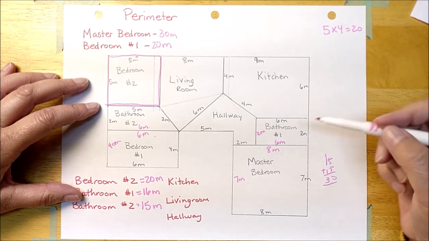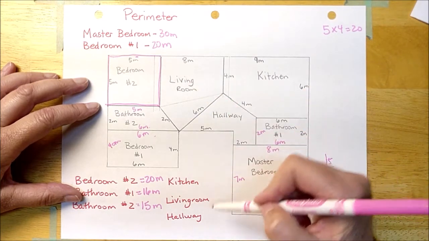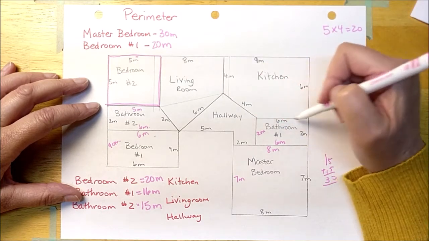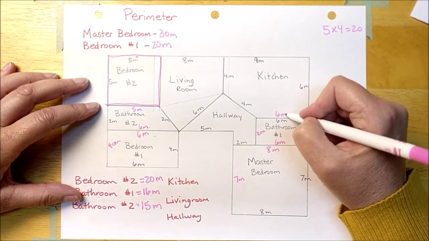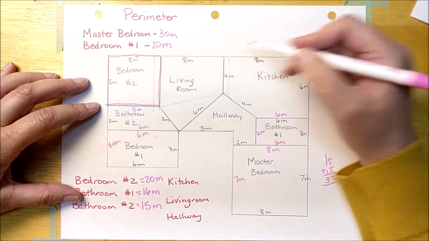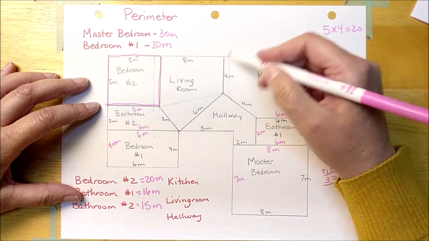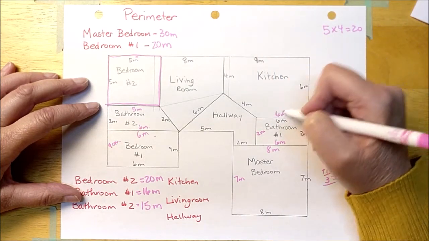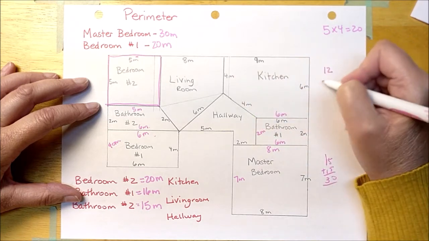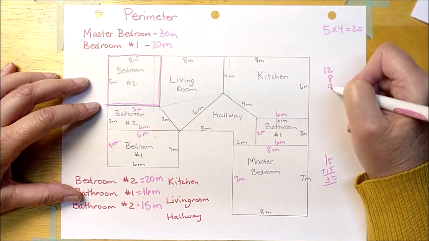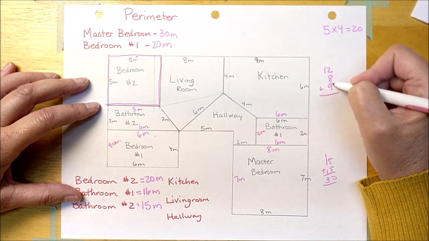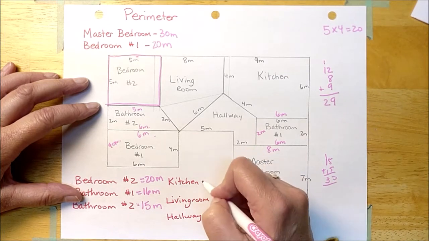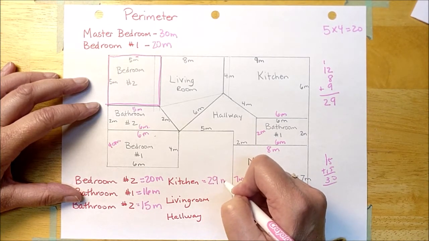Okay, so now I still have to do the kitchen, the living room, and the hallway. So I know that one's 4. It says on the other side of that line that one is 6, so that's 6, 6, and 9. So I have 5 numbers to add together because it is a 5-sided room. So I'm going to add those two together, makes 12. Those two together makes 8, and that one is 9. So when I add those together, that's 10, 19, 29. So my kitchen has a perimeter of 29 meters.